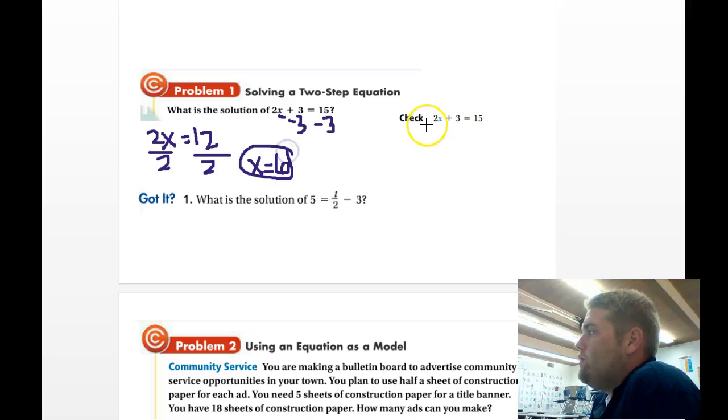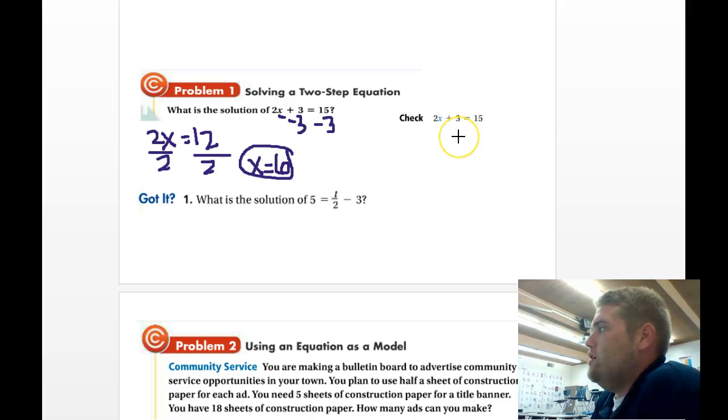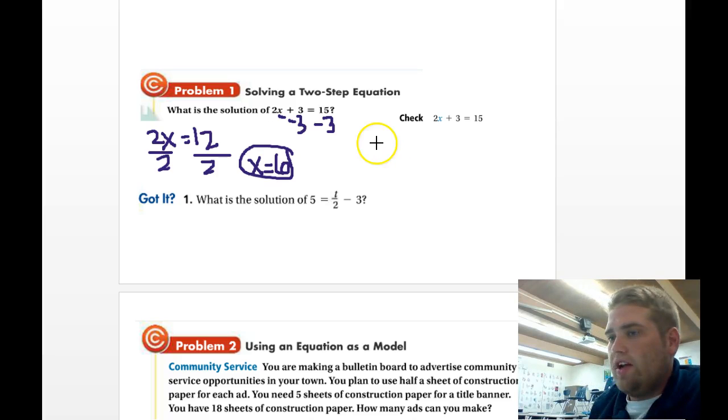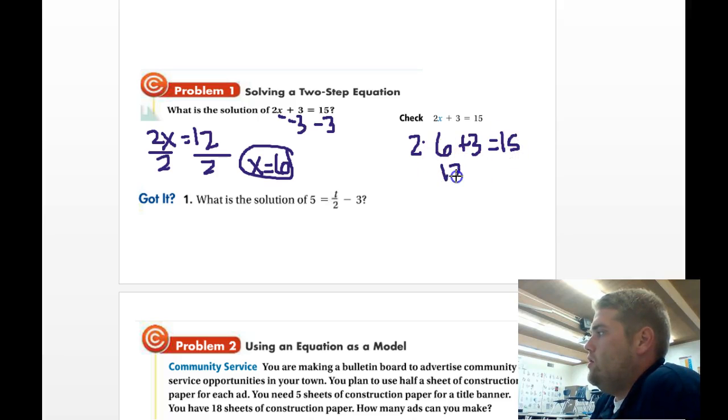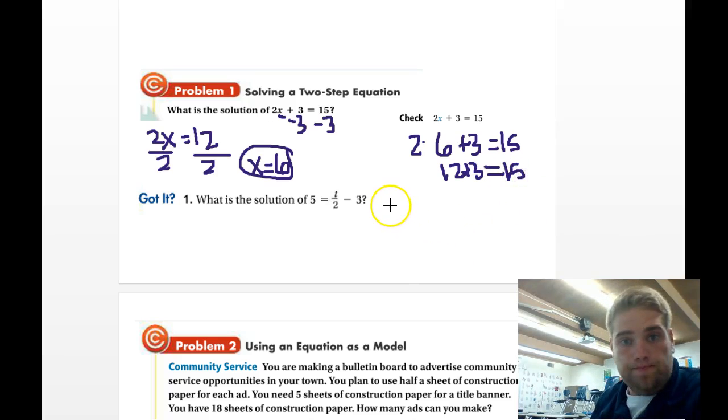Now over here it says check. This is actually a very, very important part of this process. There is no reason why you should ever get an answer wrong, because you can always check. So I'm going to plug 6 in. 2 times 6 plus 3. Does that equal 15? Well, 2 times 6 is 12. 12 plus 3, in fact, does equal 15. So we got the problem right.